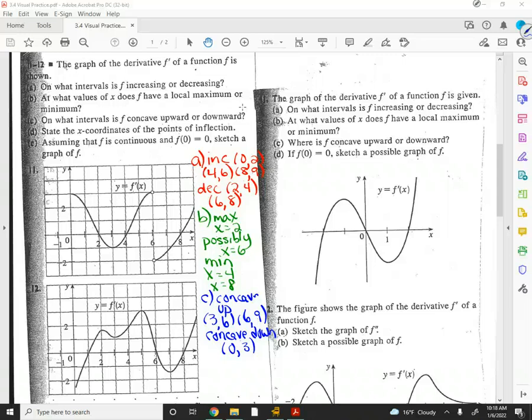Then points of inflection. A point of inflection is where the concavity changes. So where did it change from concave up to concave down? According to this picture, it's where it changed from decreasing to increasing or vice versa. Only once. Where is that once? x equals 3. And that would be our point of inflection.